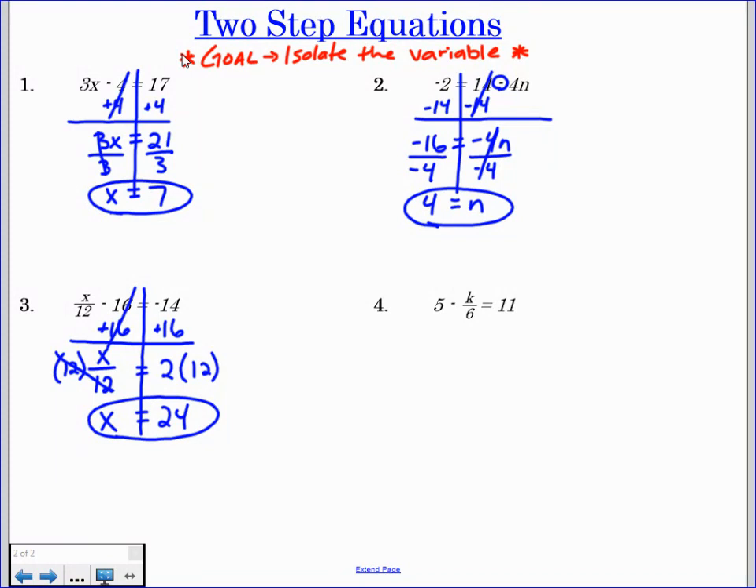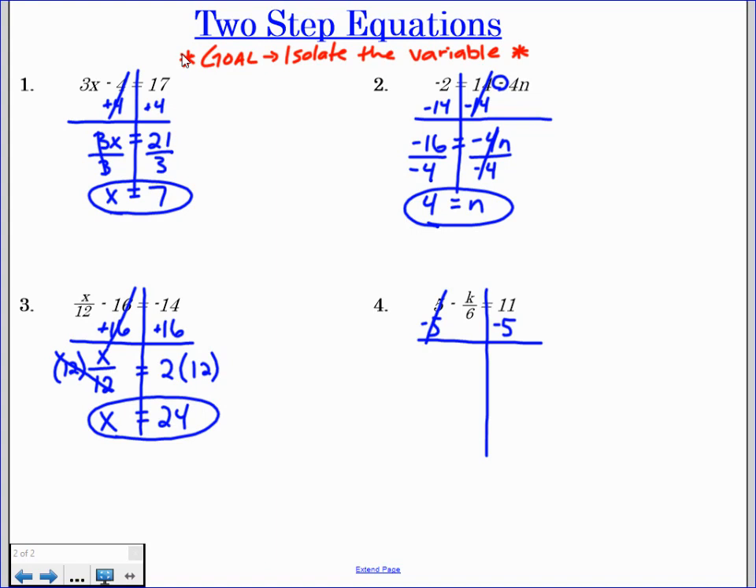Okay. Last one, number 4. Got to get k by itself. Got to get rid of the positive 5 first. So I have a positive 5 that I need to undo. I need to get rid of that positive 5. So I'm going to subtract 5 from both sides.